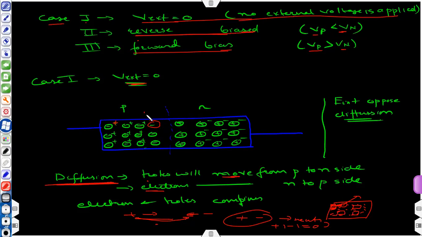Okay, so now you can see this region. On the ends, this is the junction, the border of p and n, and we have some extra regions. You can see on the n side we have positively charged donor ions. On the p side we have negatively charged acceptor ions.